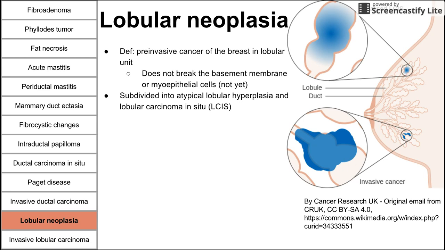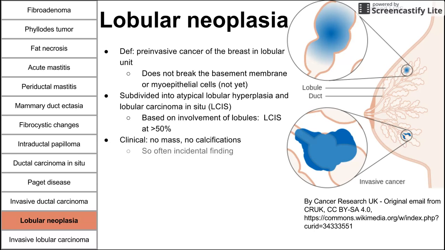It's subdivided into atypical lobular hyperplasia and lobular carcinoma in situ. This is based on the involvement of the lobules. How many of the lobules have this lobular neoplasia in them? If it's more than 50%, then it's considered LCIS. Clinically, you don't see a mass, you don't see a calcification. This is usually an incidental finding. You're usually doing a mammogram or looking at the breast for another reason when you see lobular neoplasia.